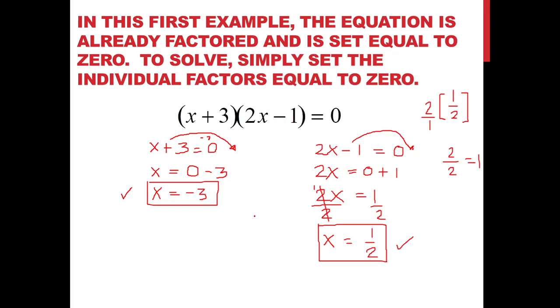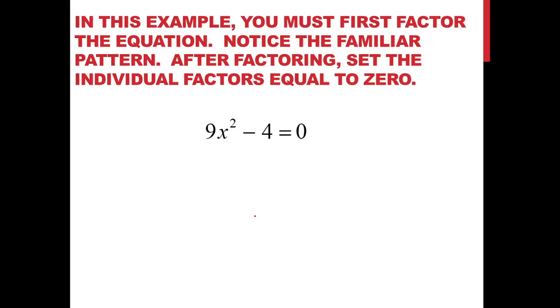Moving on to our next example. I have here an example of a difference of two squares. So how do we factor this one out? First, you need to factor the first term. What are the factors of 9? So you have 3 times 3. What are the factors of x squared? You have x times x. And what are the factors of your last term, 4? You have 2 times 2.